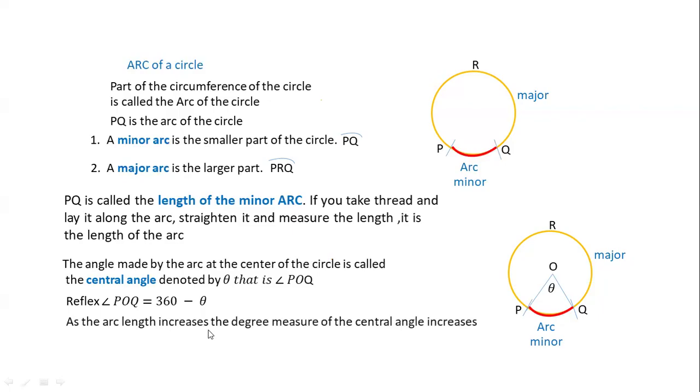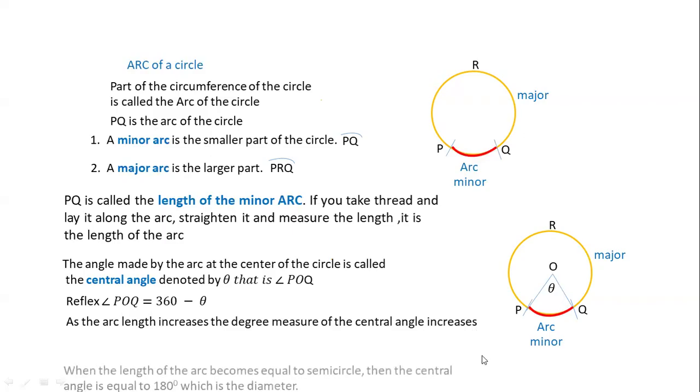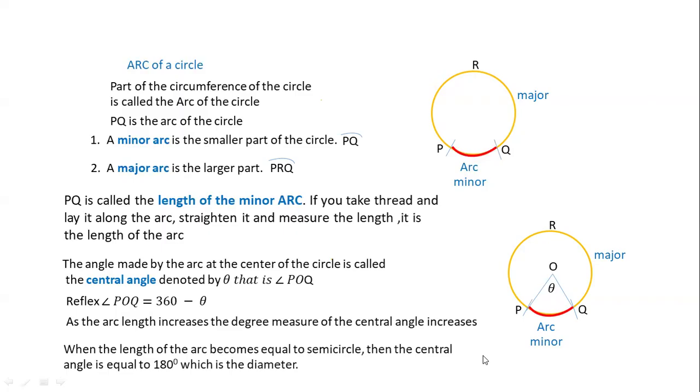As the arc length increases, the degree measure of the central angle increases. So if instead of PQ the arc were up to this length, the central angle will also be bigger. Further it goes, the larger it will be. So when the length of the arc becomes equal to a semicircle, then the central angle is equal to 180 degrees, which is the diameter.